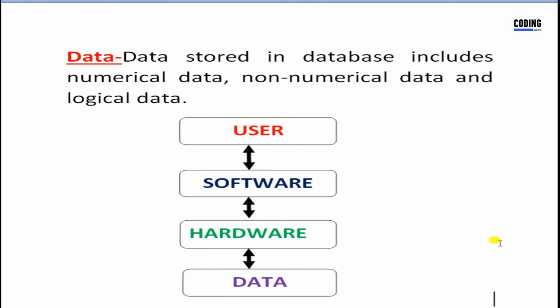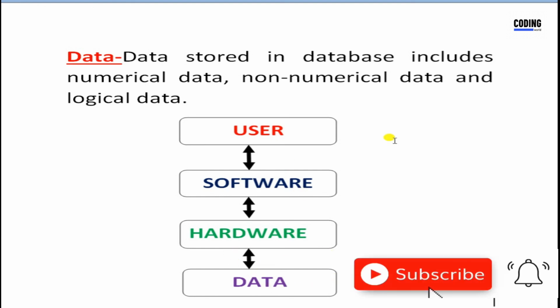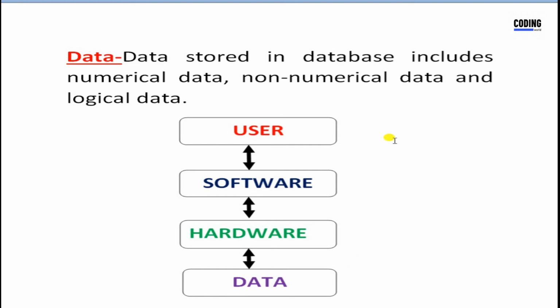So the components of database management system are user, software, hardware and data. Users are the application programmers, software is used to control the organization, hardware is where we store the data, and the last one is the data. It means which type of data we store in the database.